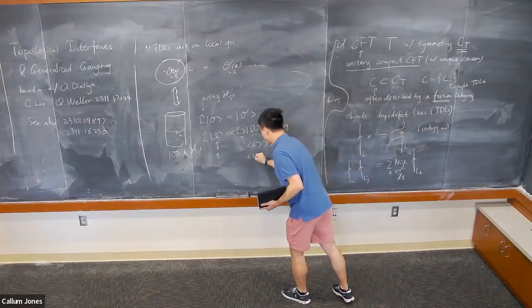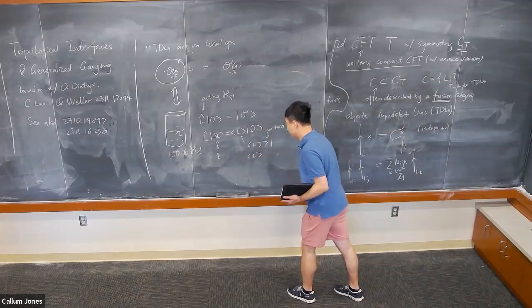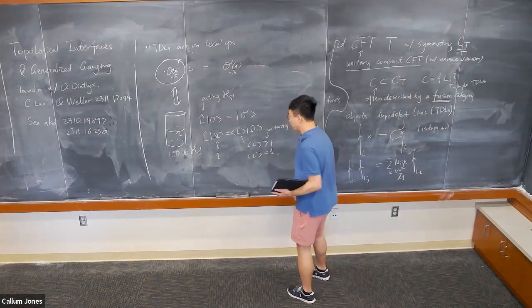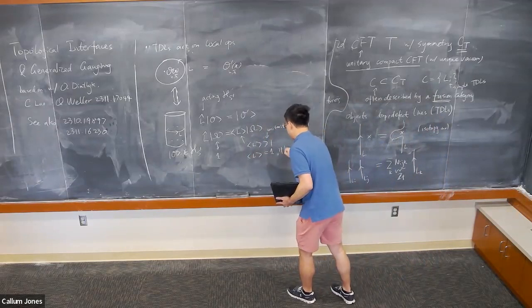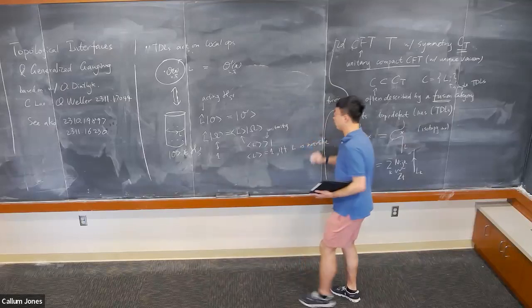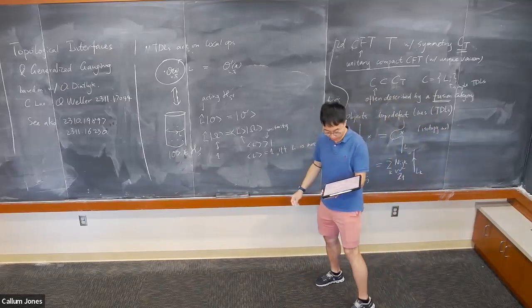Furthermore, the non-invertibility is equivalent to the fact that this L can in general be not equal to 1. So in other words, it's invertible if and only if the expectation value of the topological defect is 1. Okay. If it's bigger than 1, it's necessarily non-invertible.